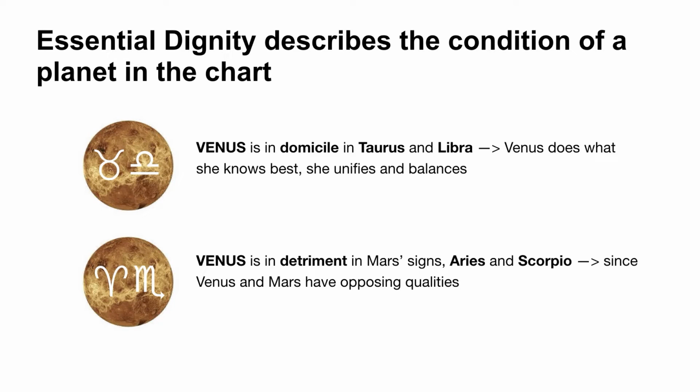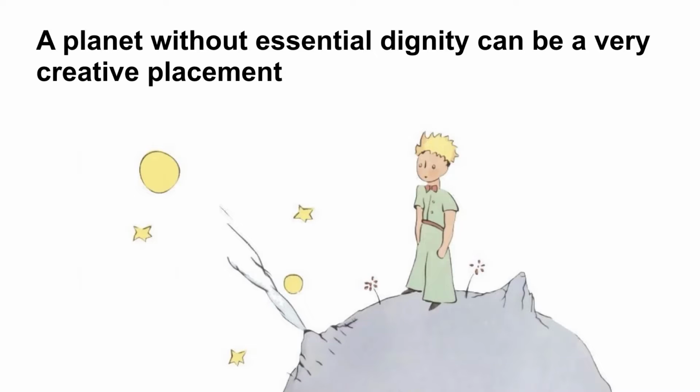Venus is in domicile in Taurus and Libra, but it is in detriment in Mars signs, Aries and Scorpio. When Venus is in Taurus and Libra, she can do what she knows best, unify and balance, because Taurus and Libra also seek unity and balance. However, when Venus is in Aries or Scorpio, she is asked to behave contrary to her nature. This doesn't mean that Venus in Aries or Venus in Scorpio is a bad placement. It's just that Venus will behave a bit differently when she's in the sign of her detriment. A planet without essential dignity can be a very creative placement, because it looks for different avenues of expression.